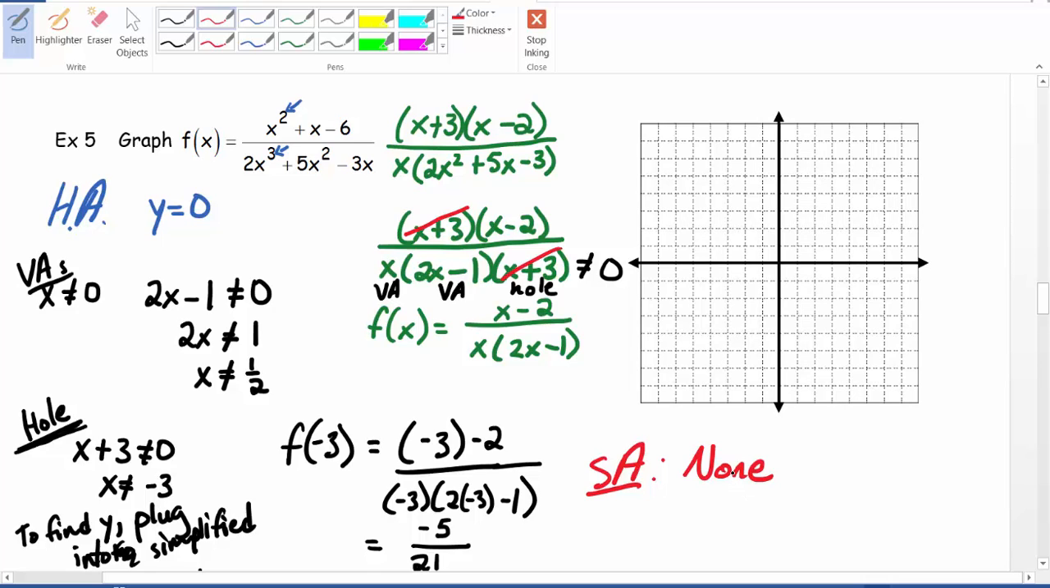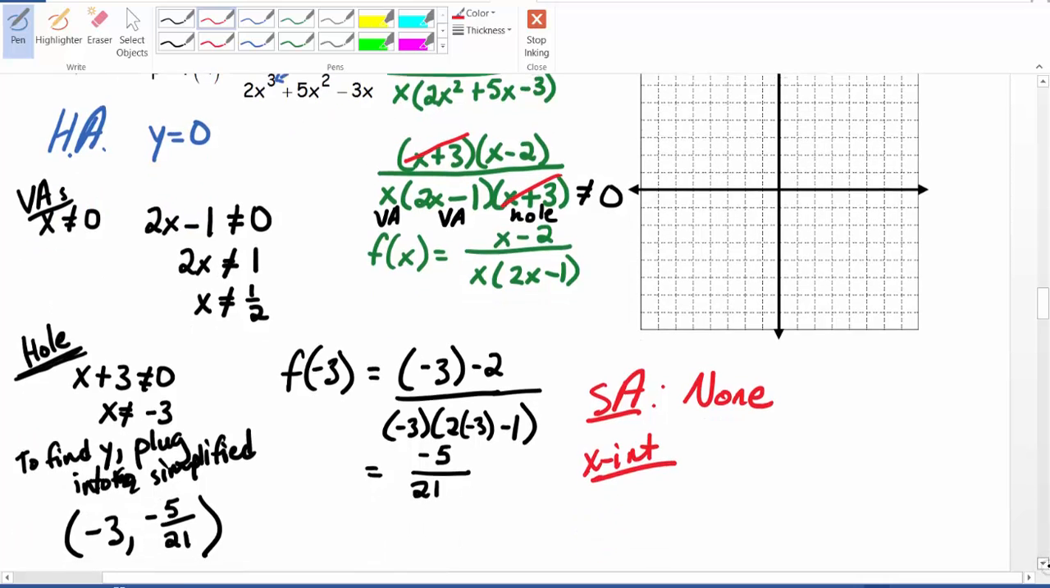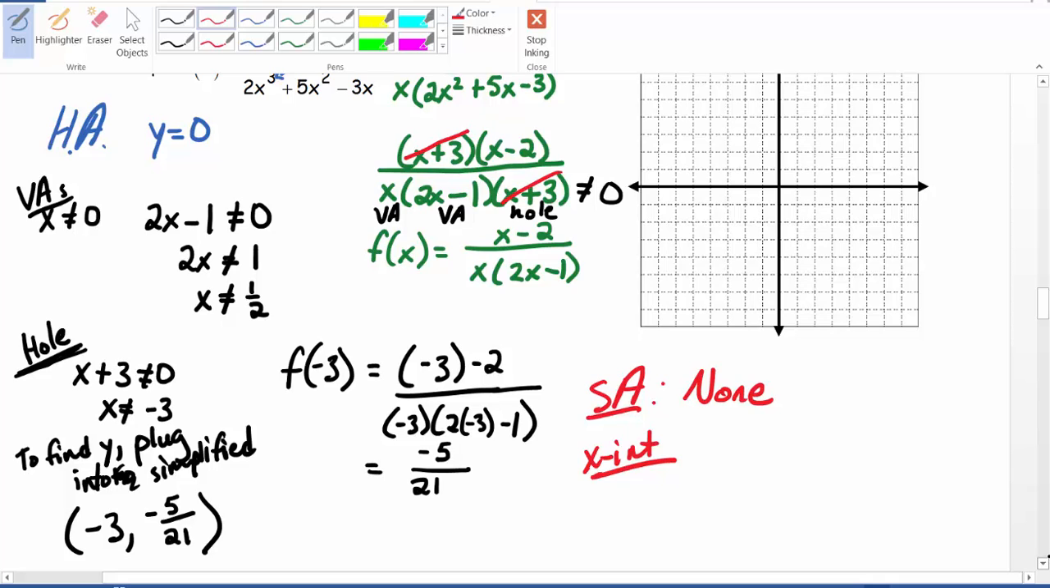And finally, looking for our x-intercepts. To find the x-intercepts, what we're going to do is set our simplified version equal to 0. We're looking for where it's crossing the x-axis, and that's exactly why we can set f of x or y equal to 0. So 0 is equal to (x minus 2) divided by x times (2x minus 1). Then we're trying to solve for x from here.